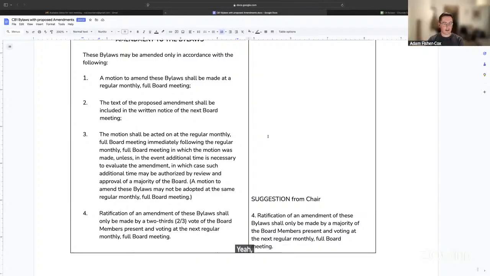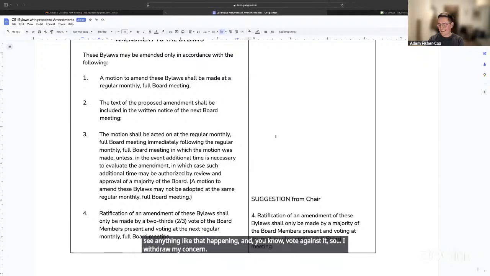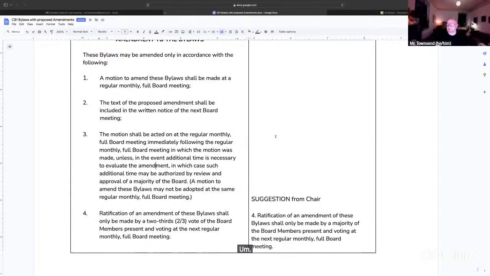Yeah, that makes total sense. The answer to my question is that 1, 2, and 3 here provide ample time to see anything like that happening and vote against it. So I withdraw my concern. How is our committee feeling about this? General consensus toward, it seems like. You can see thumbs up, thumbs down. Okay. So I'm going to change this to a proposed amendment.